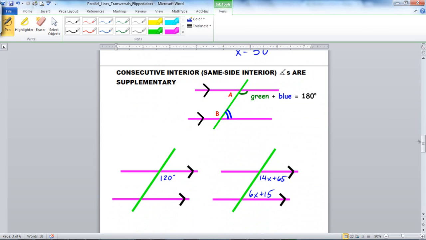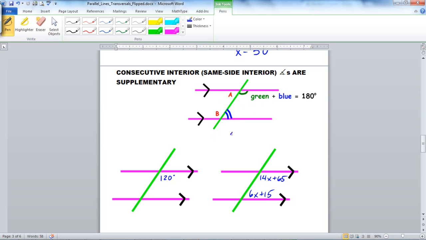The next relationship we have is consecutive interior, also known as same side interior. Notice it's on the interior of the parallel lines and they're on the same side of the transversal. This time they don't equal each other, they actually add to 180. They are supplementary. So the green plus the blue right here is 180.